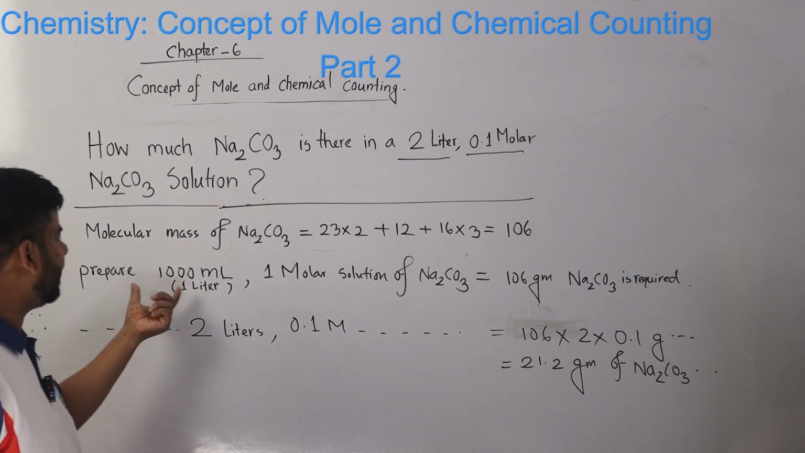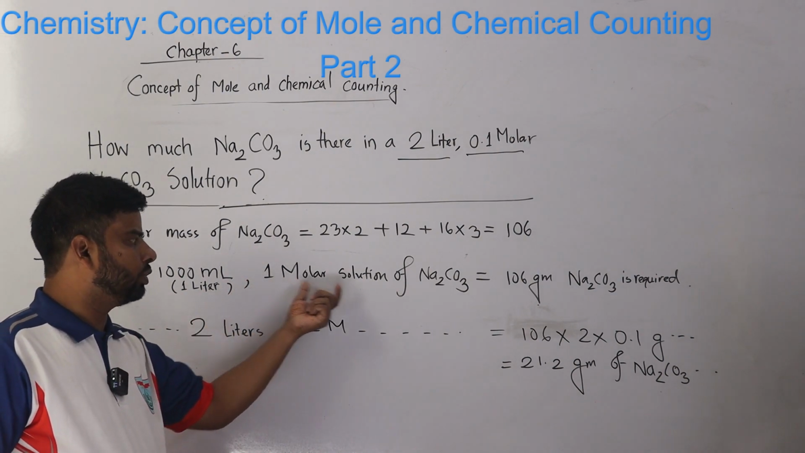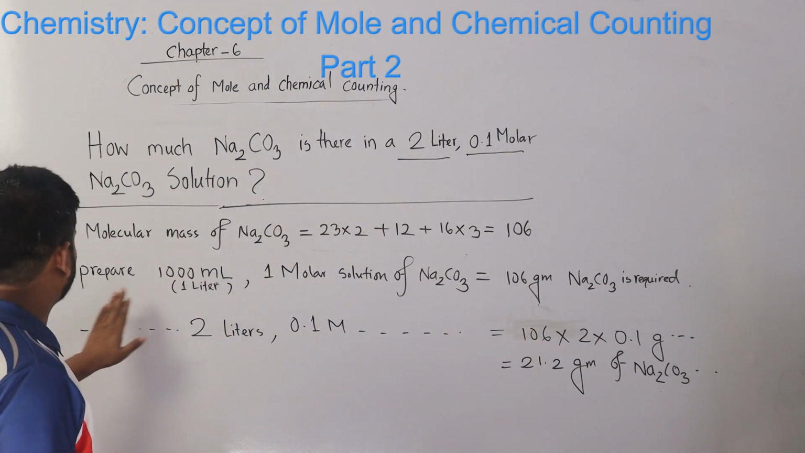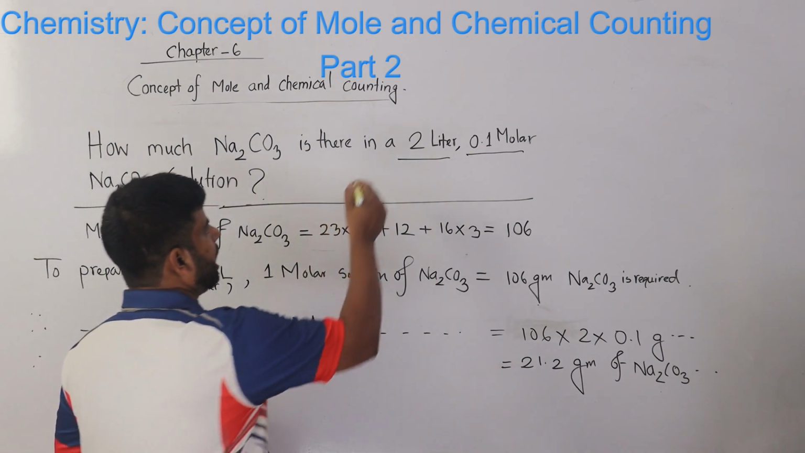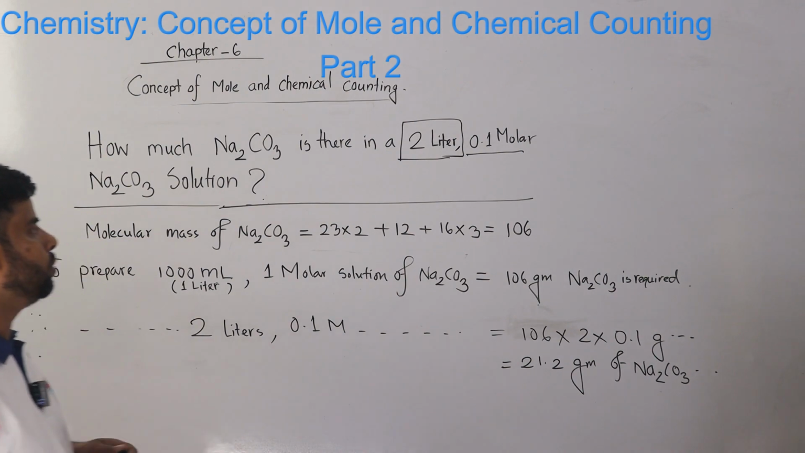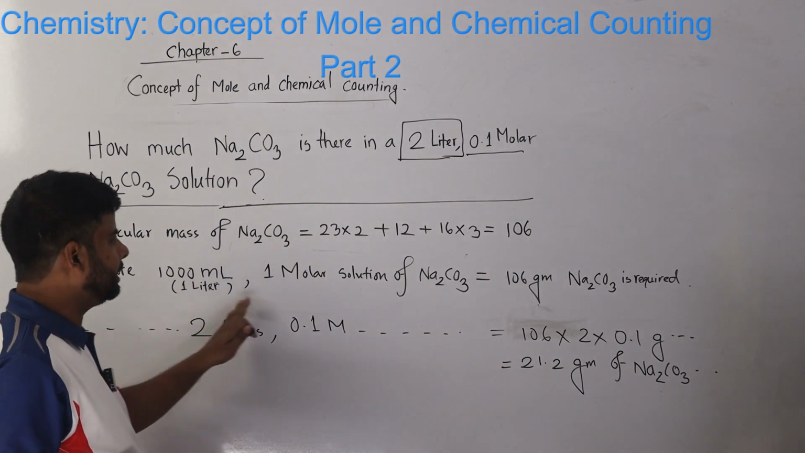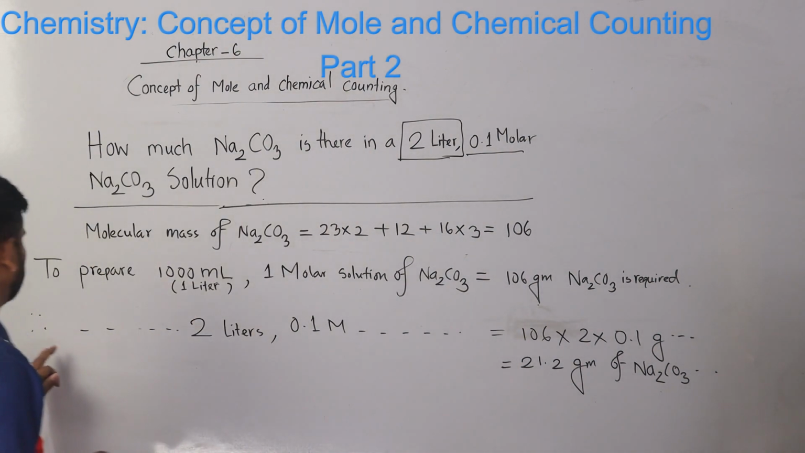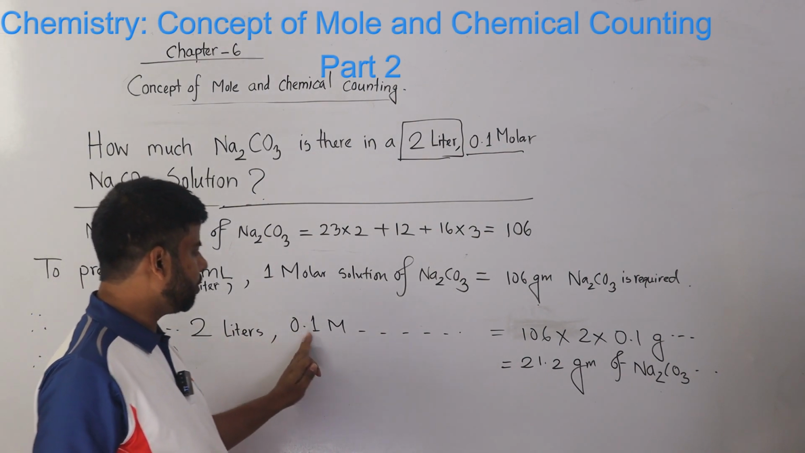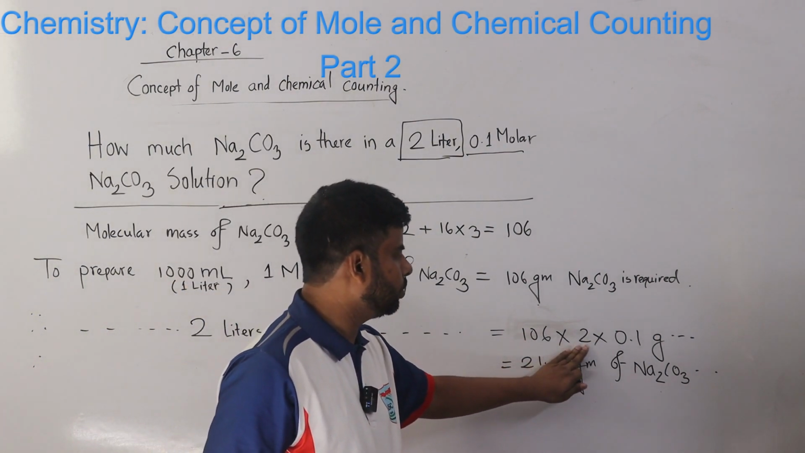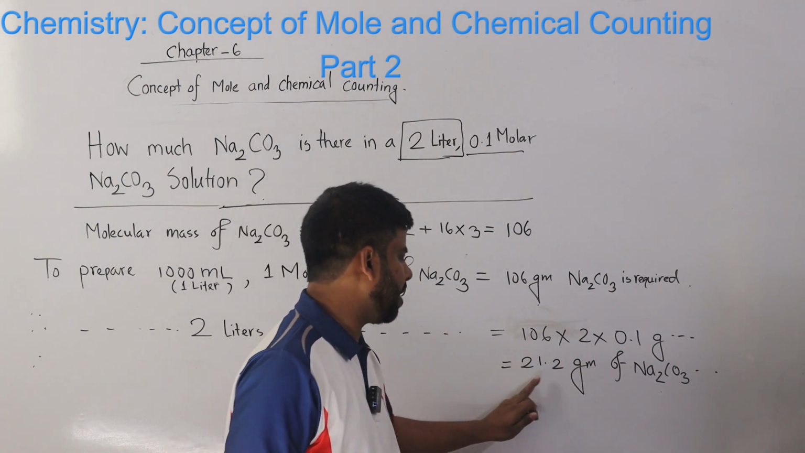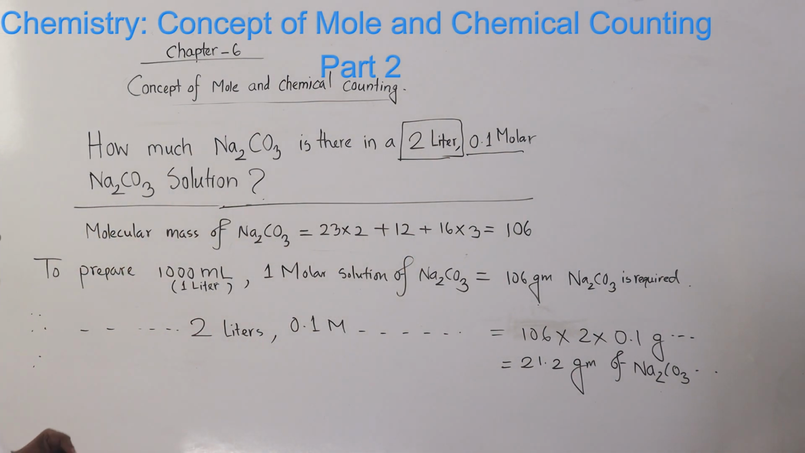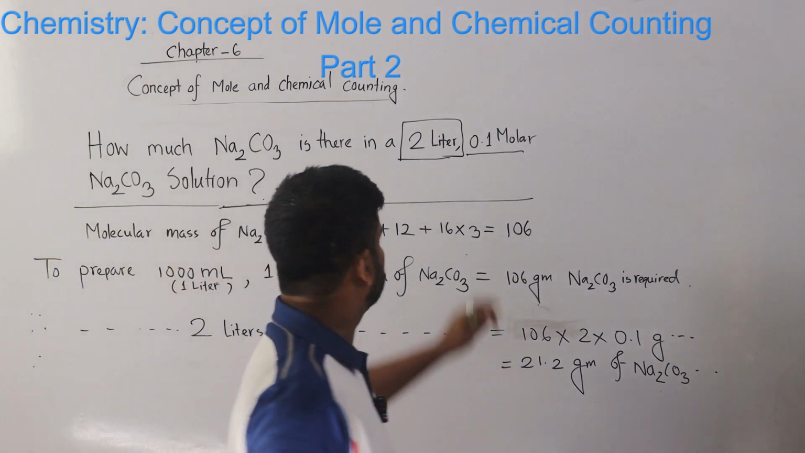To prepare 1000 milliliter of 1 molar solution of sodium carbonate, 106 gram of sodium carbonate is required. So 1000 milliliter equals 1 liter, because in our question it is 2 liter. So to prepare 1 liter 1 molar solution, 106 gram sodium carbonate is required. So for 2 liter 0.1 molar solution, 106 into 2 into 0.1. So after calculation, 21.2 gram of sodium carbonate is required to prepare 2 liter of 0.1 molar solution.